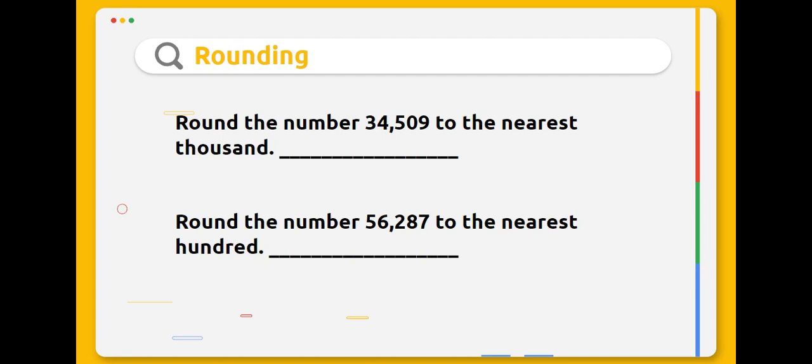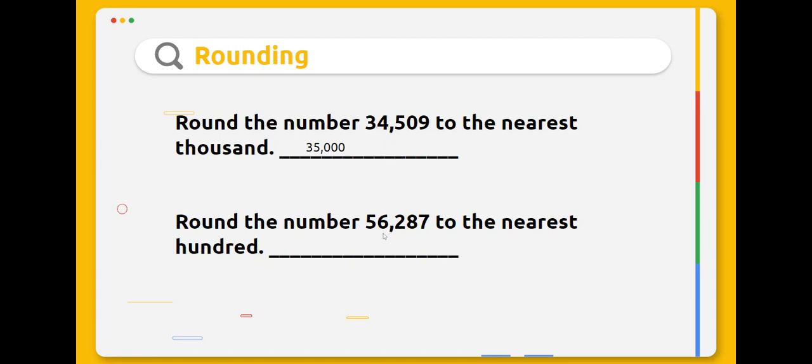Okay, for rounding the number 34,509 to the nearest thousand, you should have underlined the 4 and looked at the 5. Remember, 5, 6, 7, 8, and 9 tell us to round up. We have a 5, so the 4 is going to become a 5. Numbers behind it become zeros. Numbers in front stay the same.